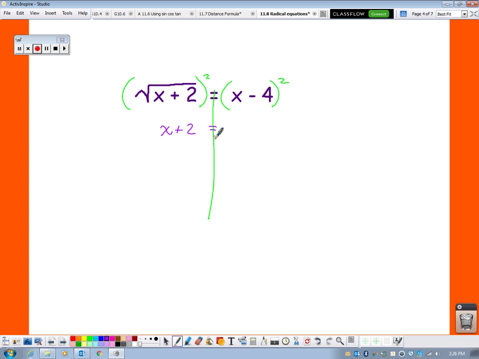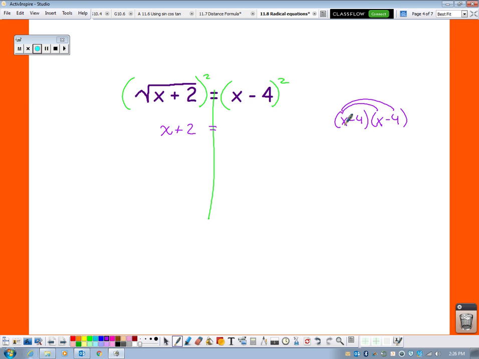On the right over here, be super, super careful. X minus 4 quantity squared really means x minus 4 times x minus 4. There are no shortcuts like x squared minus 16. That is absolutely not the right way to go about it. You have to write it out twice and FOIL it.